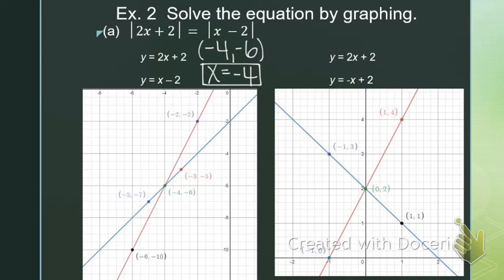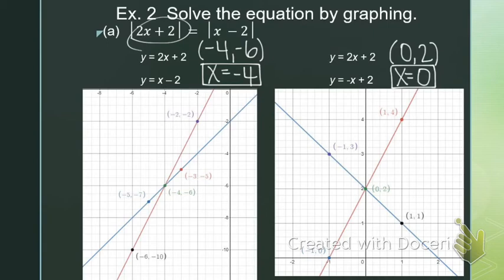Now, what was the point of intersection for this second system? 0, 2. Which, Hayden, makes our final answer what? 0. Again, I can't just write 0. I have to identify the variable that I'm solving for. So x equals 0. Now, let's check it. What's 2 times 0, plus 2? Absolute value of 2? What's the absolute value of 2?